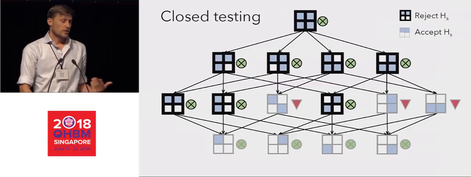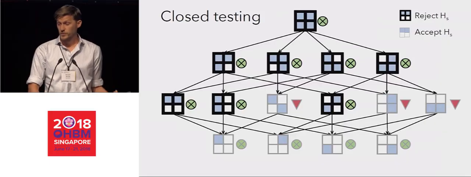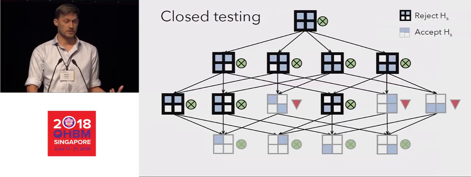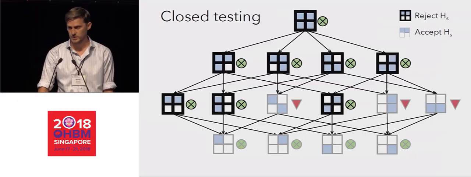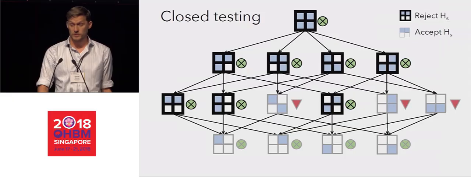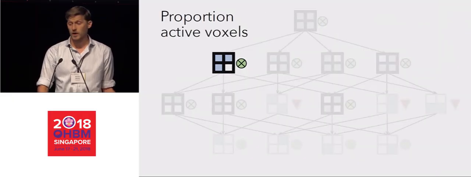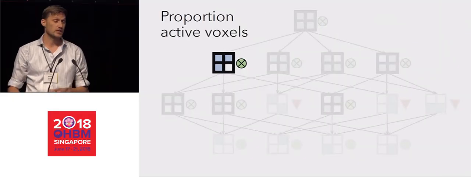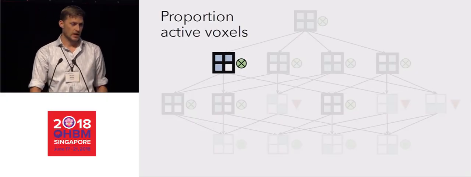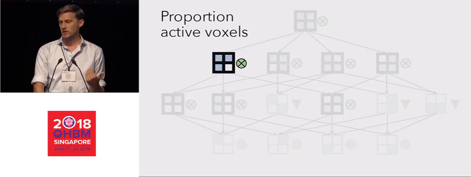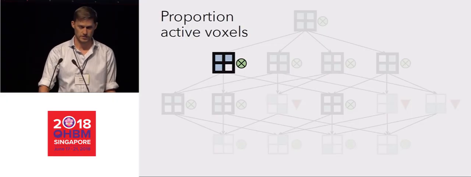So we can do that for all the subsets in our 4-voxel brain, and we can see that some of them are rejected and some of them have to be accepted. So from the closed testing procedure, we can now go and calculate the proportion of active voxels within each cluster. And it will give you a lower bound estimate of the number of active voxels in that cluster. Now, how do we do that?